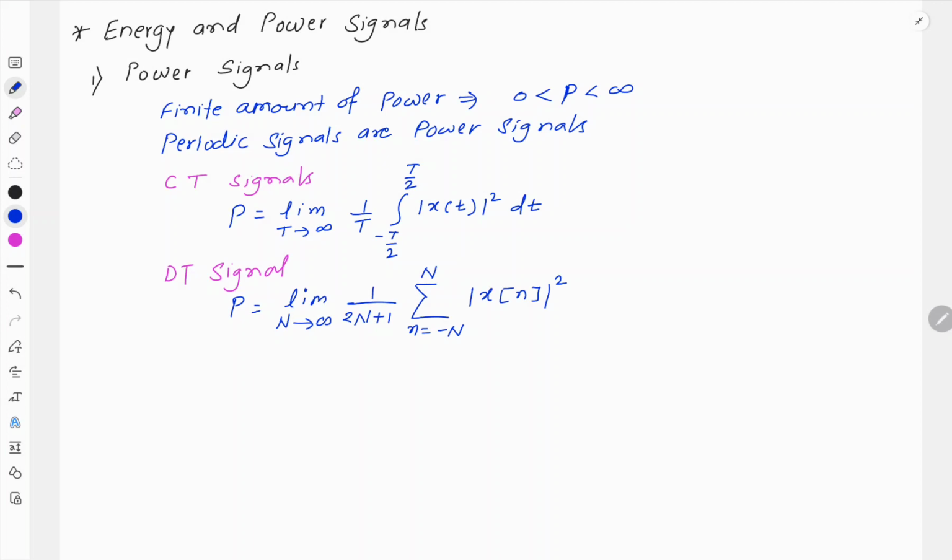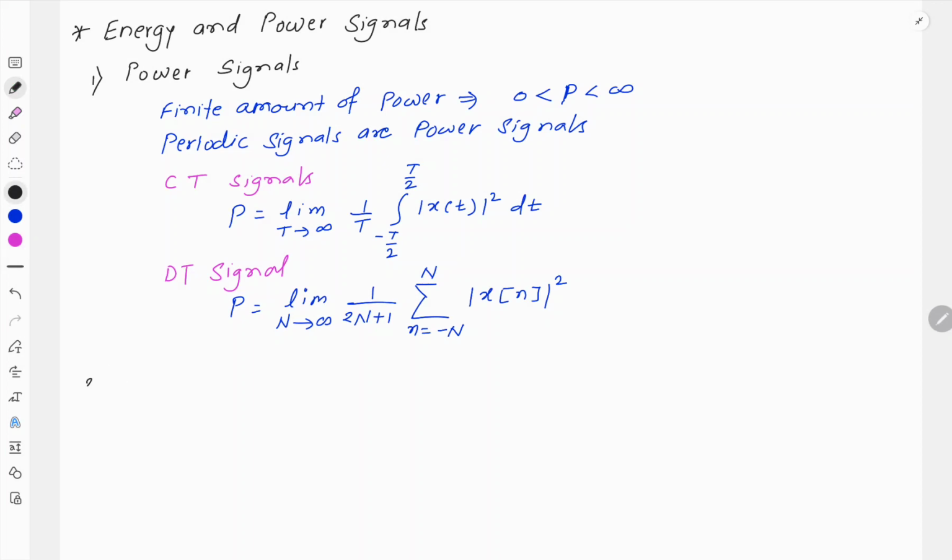Remember here in these two equations, for CT signal we have limit T tends to infinity, 1 by T, integration from minus T by 2 to plus T by 2, and for DT signal we have P equal to limit N tends to infinity, and here the denominator factor is 1 upon 2N plus 1, and the limits of summation are from minus N to plus N.